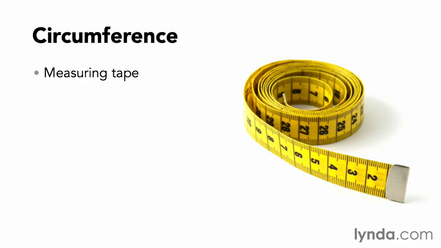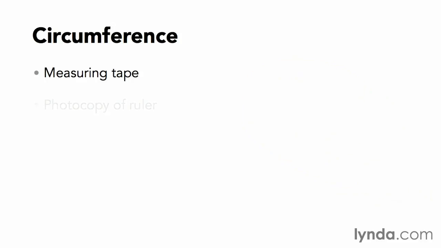What if you don't have one of these? What if the only thing I had was, say, a steel ruler, a flat, straight ruler? Well, just throw that thing on your photocopier and make a photocopy of it. Now you've got a paper ruler, and it does the same purpose that this measuring tape would. You just wrap this around the bottle.